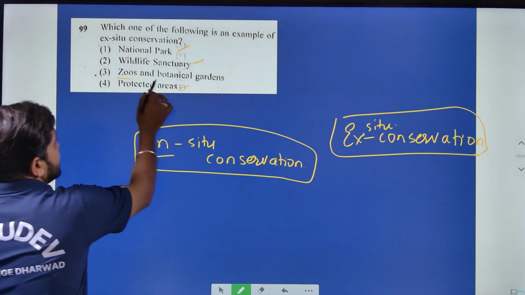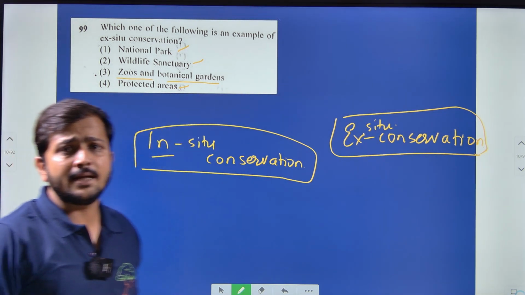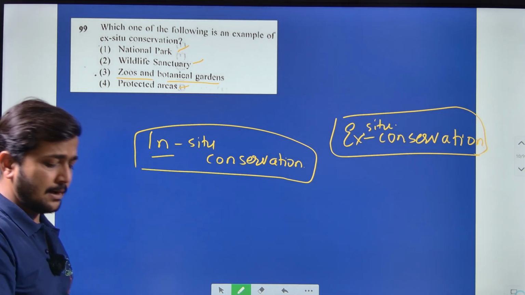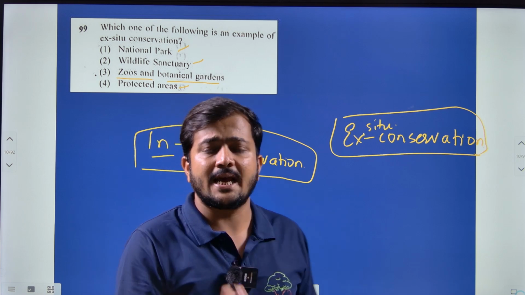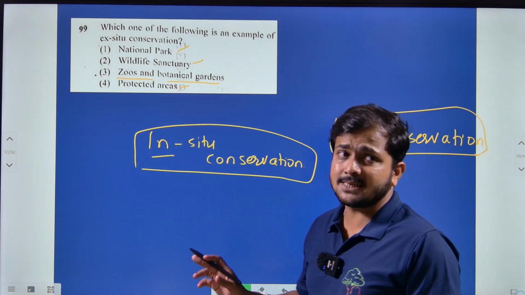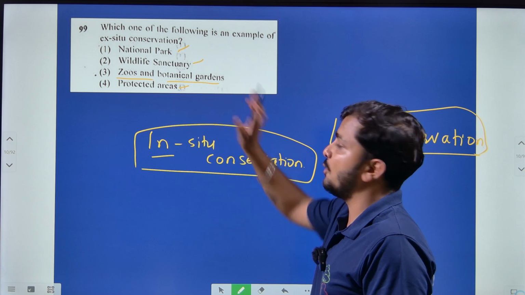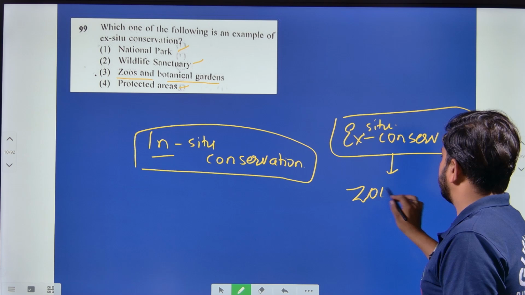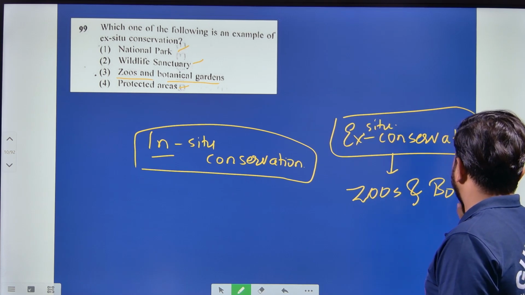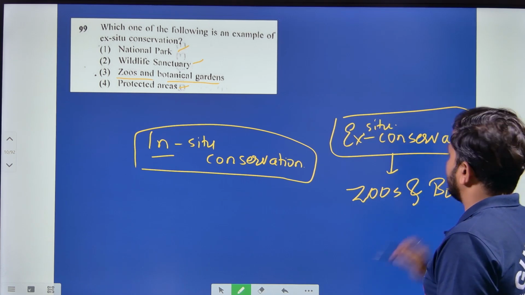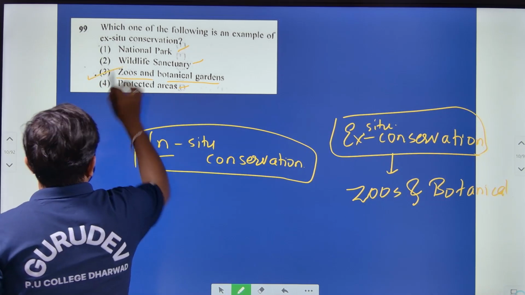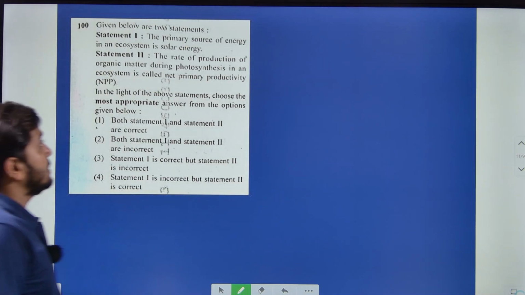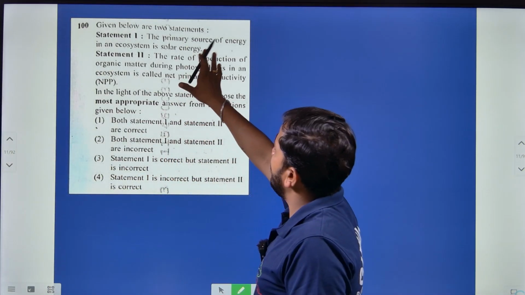What is left is zoos and botanical gardens, where we majorly preserve the organism by creating something called specialized settings. Those specialized settings are known to be zoos as well as botanical gardens. So according to that, option 3 is correct. Then moving on to the next concept, that is, given below are two statements.